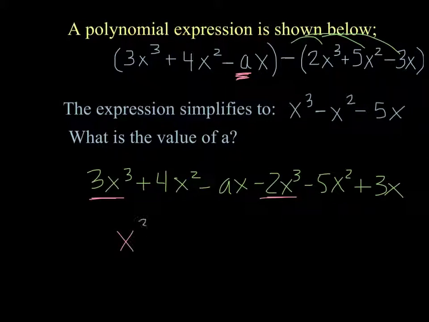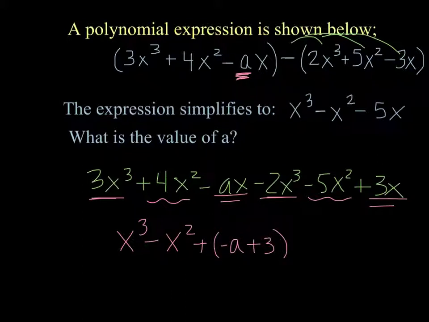That's x cubed. I combine these two to get negative x squared. Now these are the two that I'm not sure about. So I'm just going to write plus, and I'll put the negative a plus the 3 together with x. So it's like I'm adding them, but I'm not sure what a is yet. So this goes with this term.